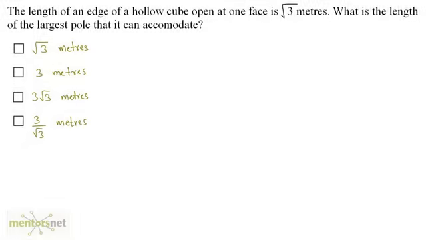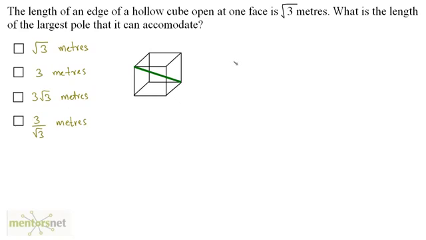The length of an edge of a hollow cube open at one face is √3 meters. What is the length of the largest pole that it can accommodate? So this pole, if it has to fit into this cube, it can at max be the length of the diagonal of this cube and not more than that. Then only it can fit into this cube. So what we want is the length of the diagonal, right?